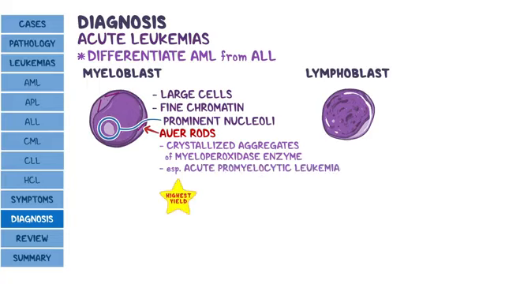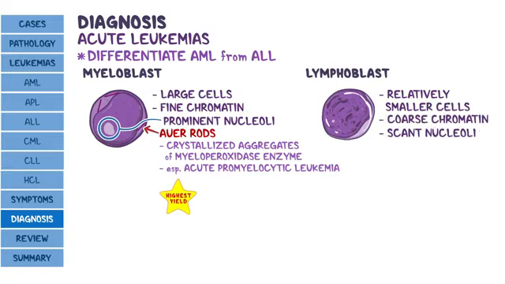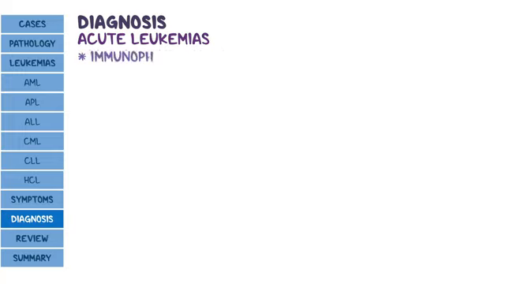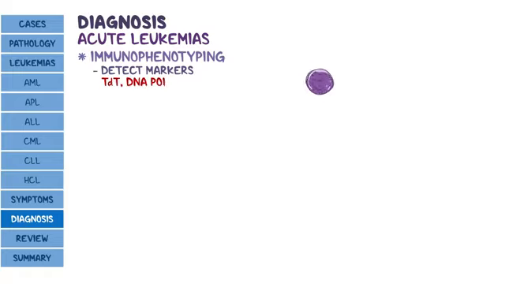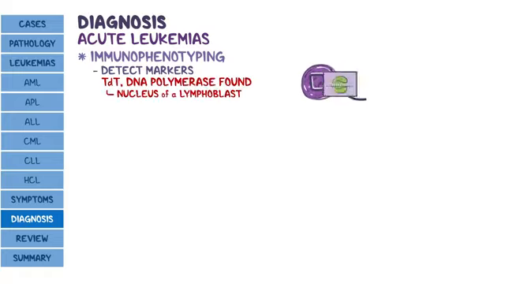On the other hand, lymphoblasts are relatively smaller cells with coarse chromatin, which are clumped together and have scant nucleoli. Lymphoblasts have very little cytoplasm, which has glycogen granules. In addition, immunophenotyping is done to detect certain markers, for example, TdT, which is a DNA polymerase that's present only in the nucleus of the lymphoblast.